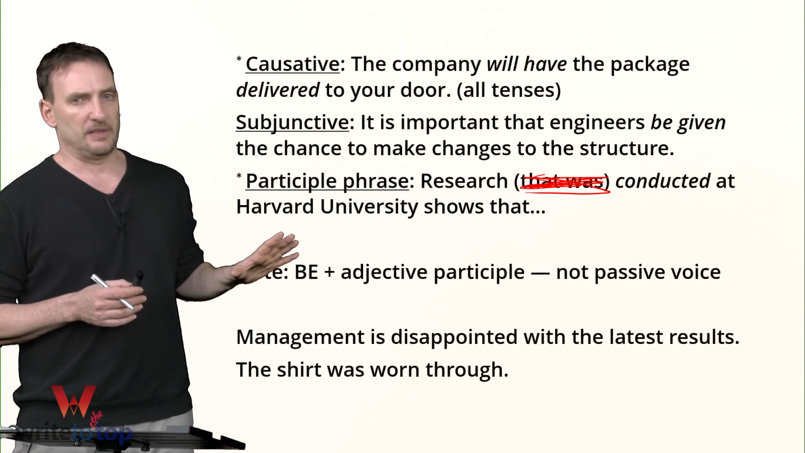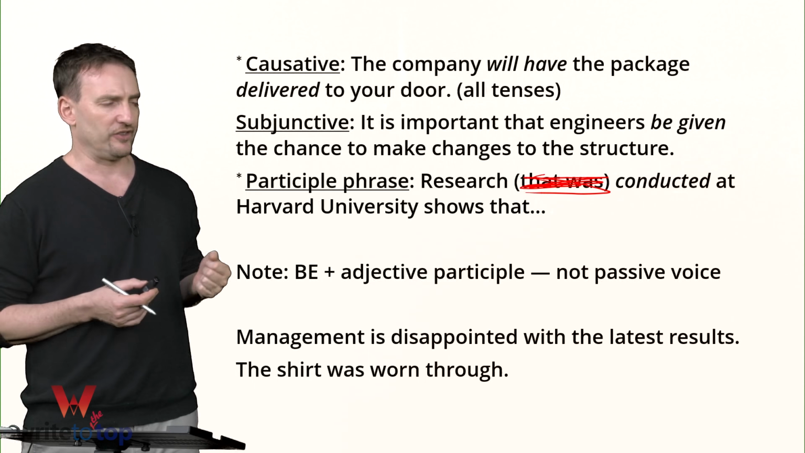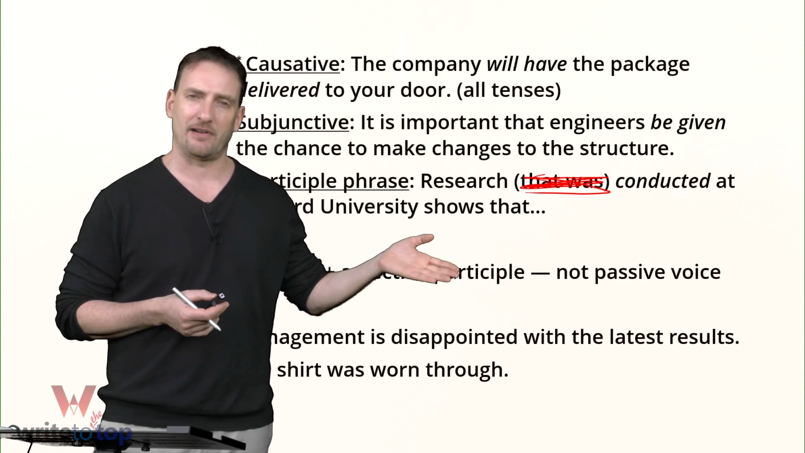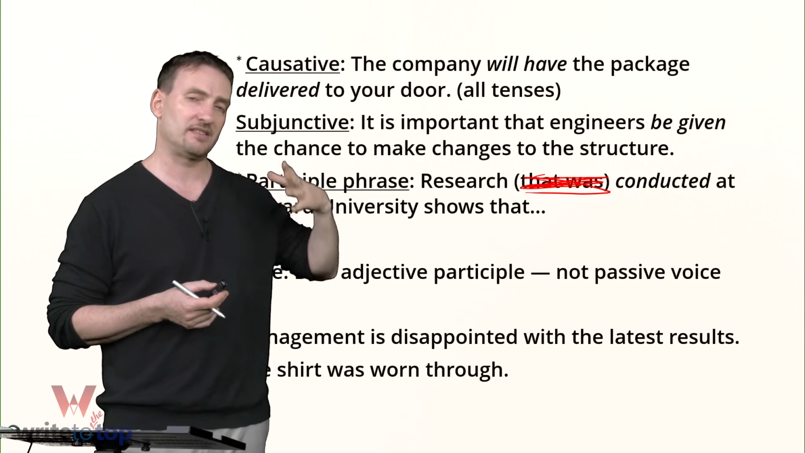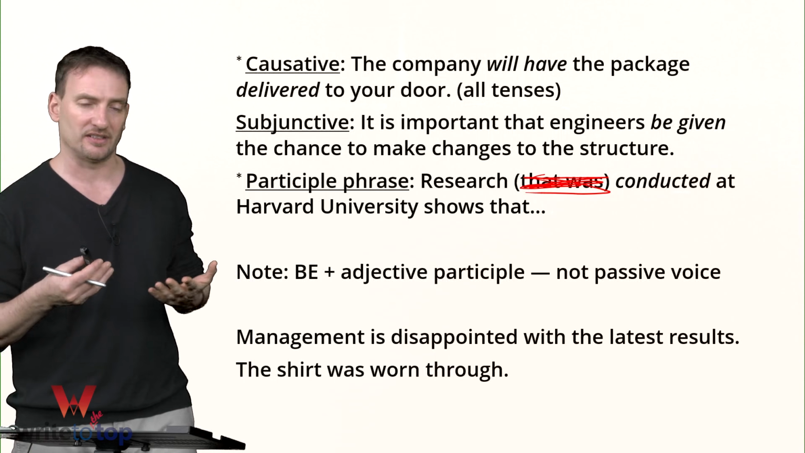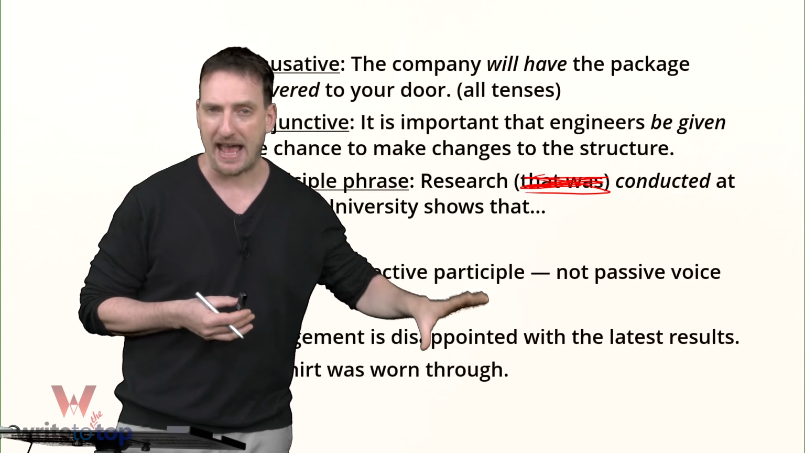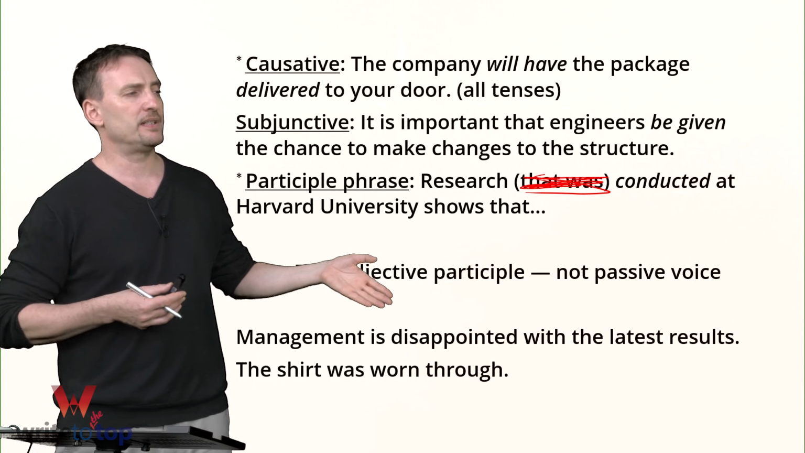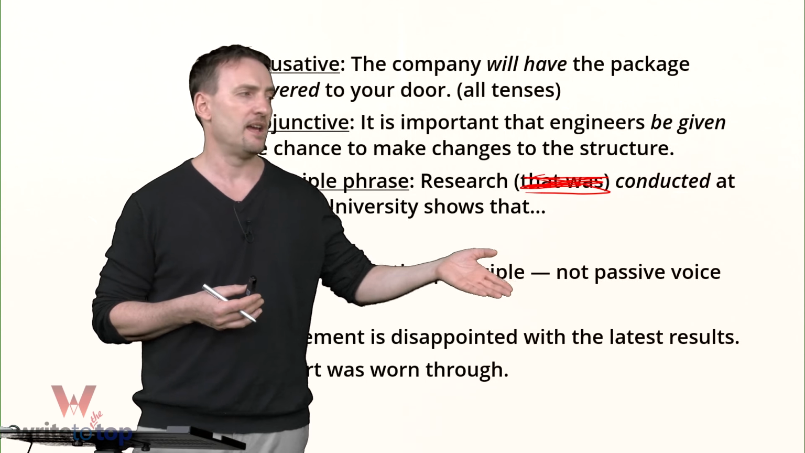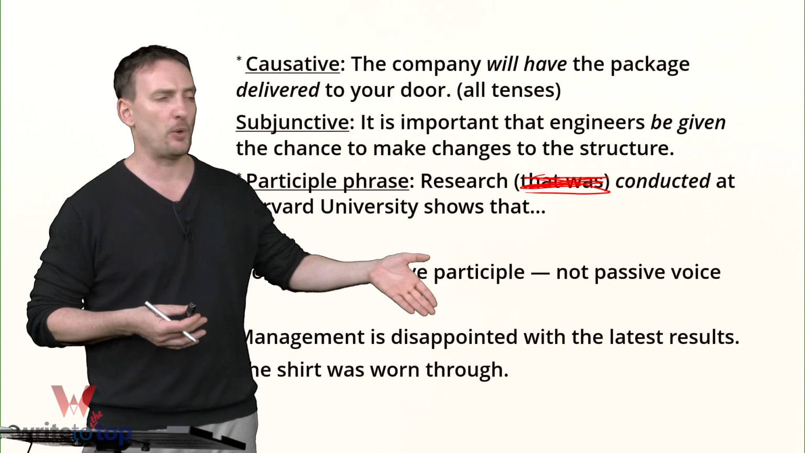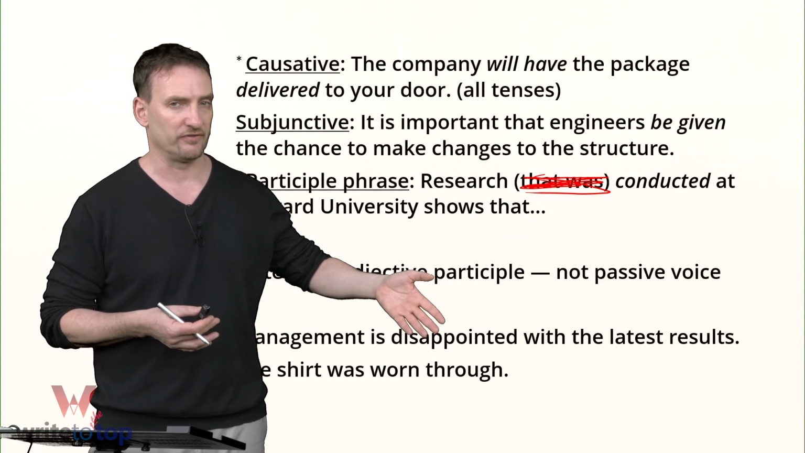Now, another note to be careful about, and this is where people get confused as well. Sometimes you can see a be verb plus an adjective participle, not a verb. It's technically a verb, but it's acting as an adjective, so it's a little bit tricky. It's not a passive. It's not considered a passive. Management is disappointed with the latest results. Management is feeling disappointed, right? So disappointed is not a verb, it's an adjective.